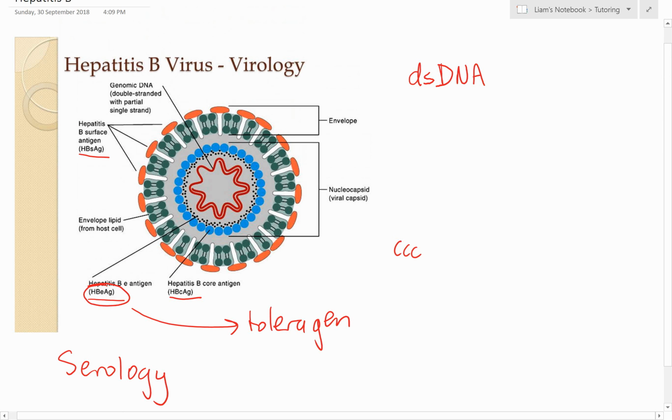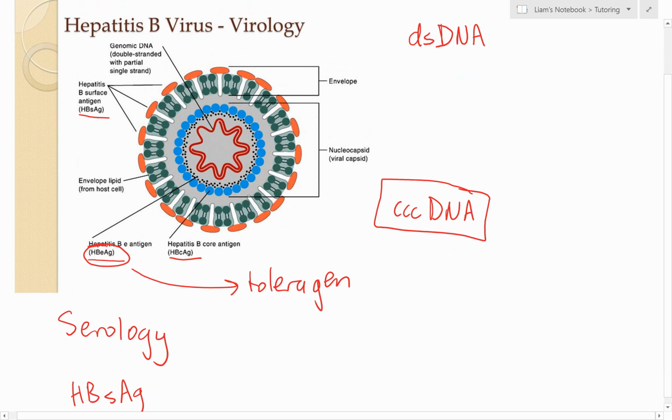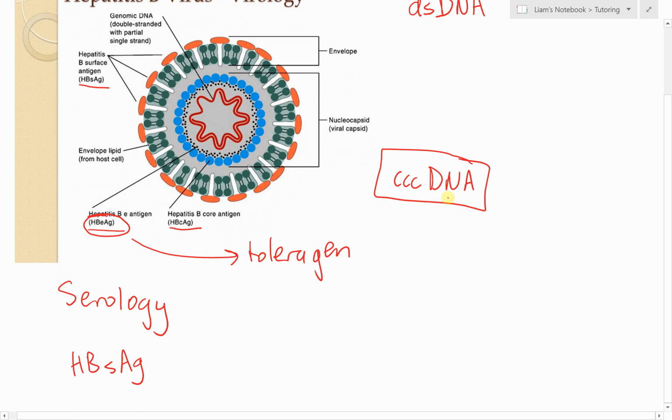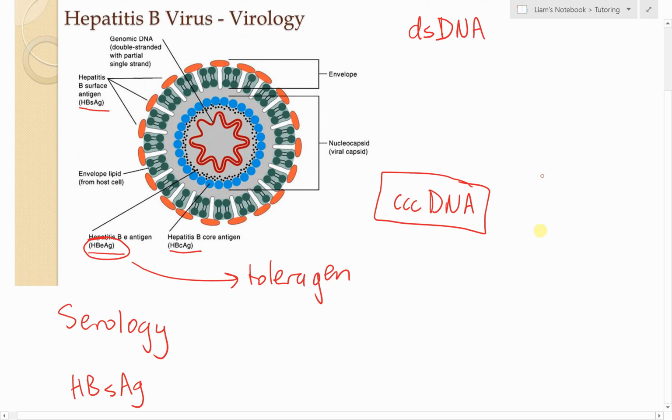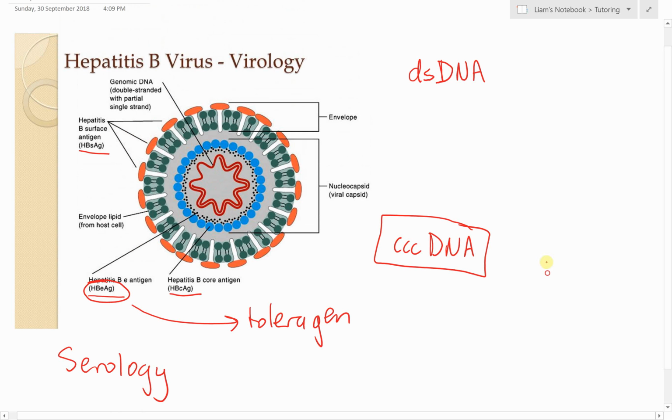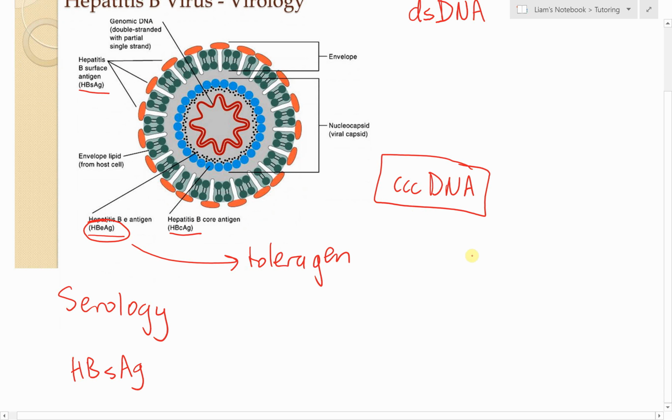It's what we call covalently closed circular DNA. This is very important, and if you go and do any kind of research into hepatitis B, you'll hear about this. It's a little bit complicated to explain, but basically what happens is the hepatitis B DNA, as you can see here, when it gets into a cell, it can form this really cool structure that's almost like this. It's these three little loops. They're very tightly coiled, and they can sit in the nucleus of a hepatocyte, and they can stay there forever. And that means that if that happens, you get chronic infection.